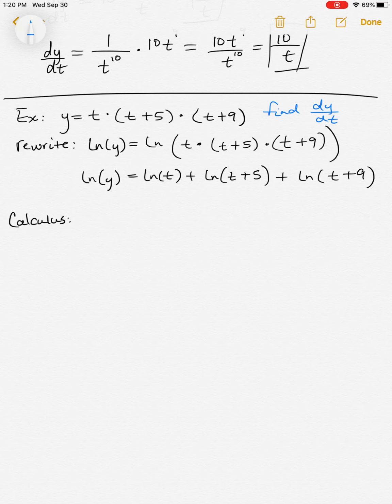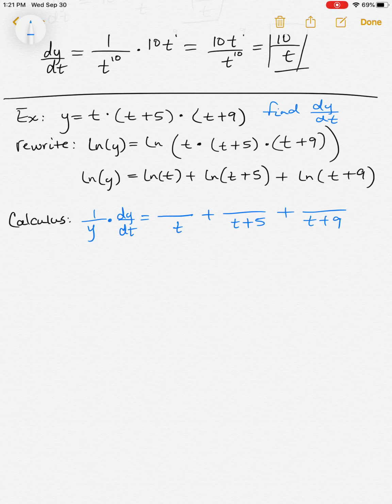So this starts to pull back in implicit differentiation, the whole 9. So we have 1 over y times dy dt. Watch this move right here. This is why I like these log properties. You're like, what's going on? Check it. I'm going to take the derivative of the natural log of t. T goes in the bottom. Derivative of t, natural log of t is plus 5. All of that stuff goes in the denominator.